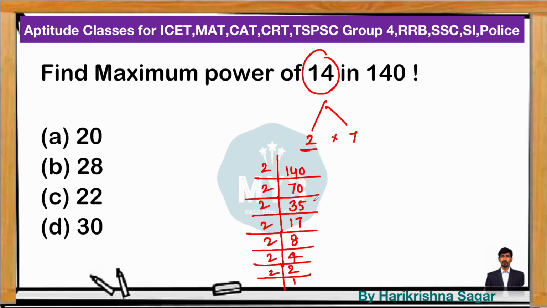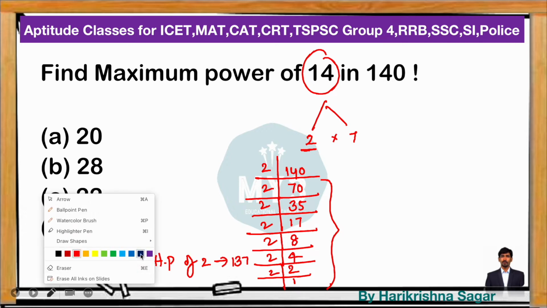So further simplification is not possible. Adding up all these numbers will give your answer. So that means the maximum power of 2 in 140 factorial will be given as the sum of these numbers: 70 plus 35 plus 17 plus 8 plus 4 plus 2 plus 1. That means I got the highest power of 2 as 137. Okay, leave this. Let's check out what is the maximum power of 7 also.